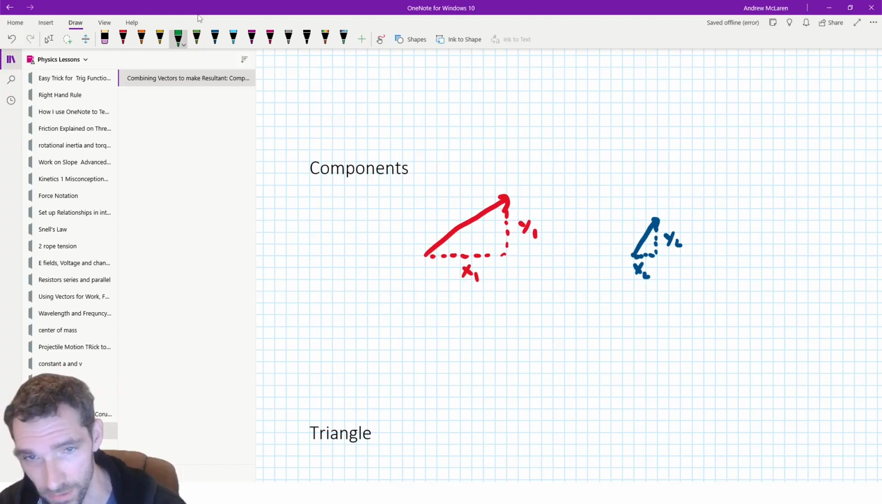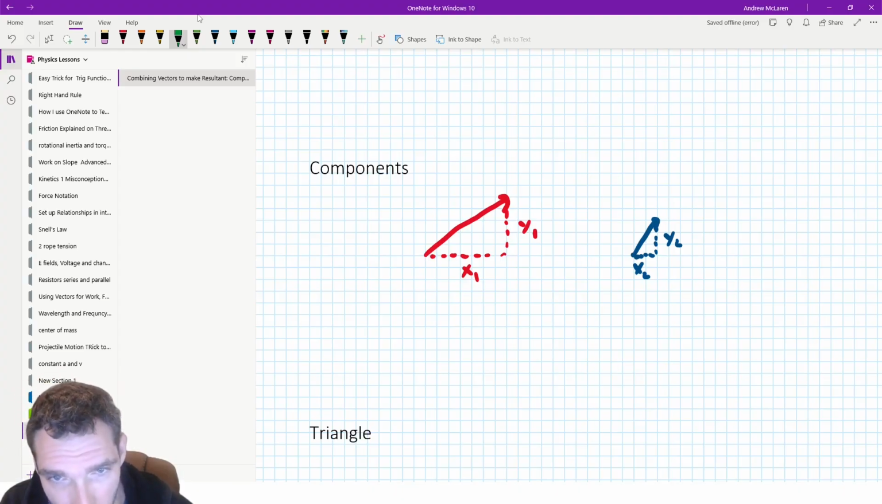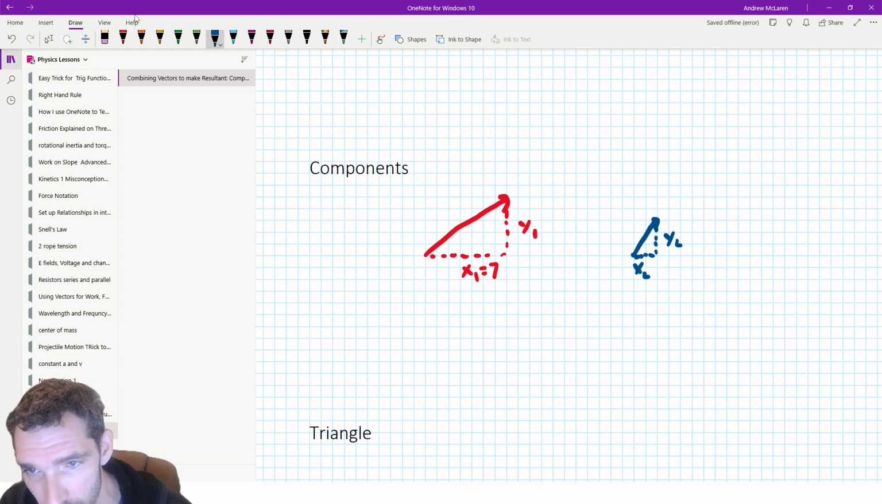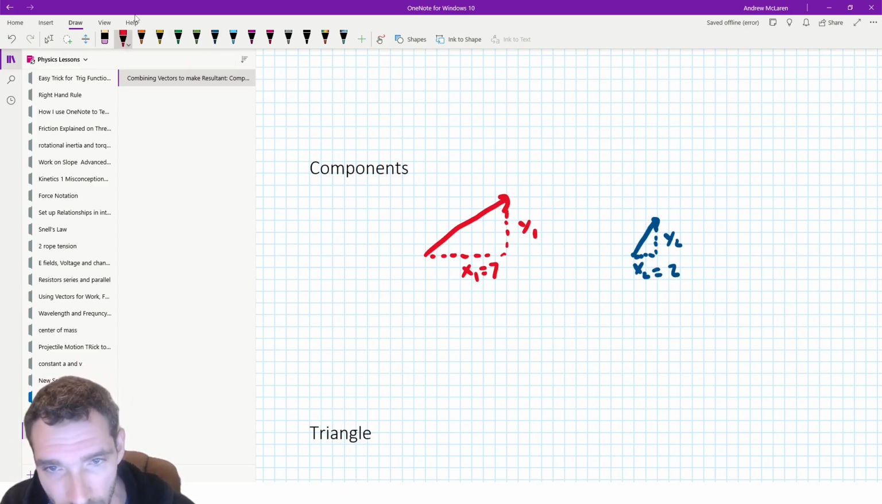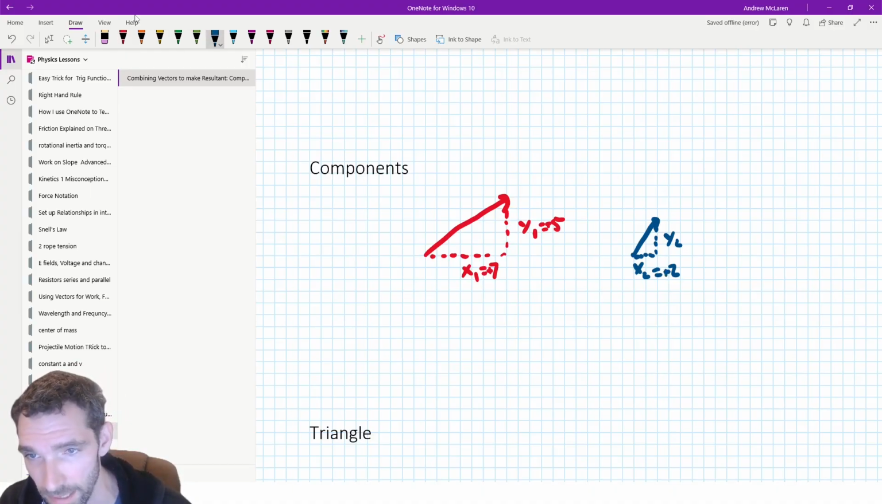I'm going to do that in green. Now I've got a value of 1, 2, 3, 4, 5, 6, 7 here. So this was 7 long, and this is 1, 2 long. And then our y1 is going up 1, 2, 3, 4, 5. And these are positive displacements. We're just going to start real simple here. Positive 2 and positive 3.